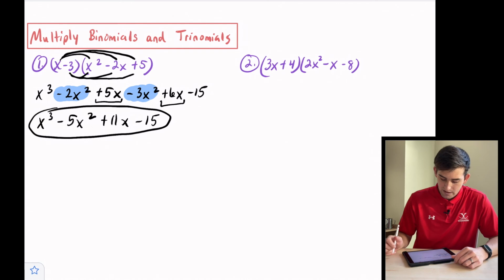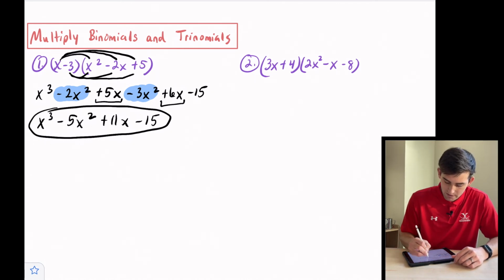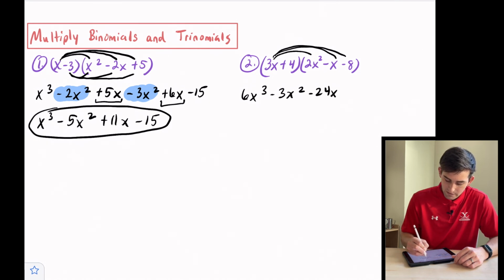And the last one, 3x plus 4 times 2x squared minus x minus 8. So let's multiply 3x by all of these terms. So 3x times 2x squared would be 6x cubed. 3x times negative x would be negative 3x squared. 3x times negative 8 would be negative 24x. Now we're going to multiply 4 times 2x squared, so plus 8x squared. 4 times negative x, so minus 4x. And 4 times negative 8, so minus 32.